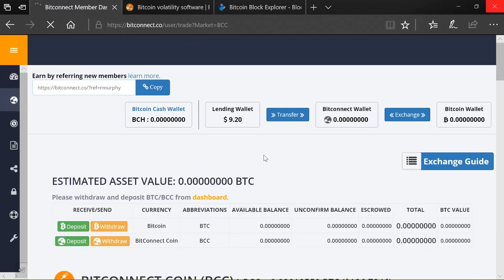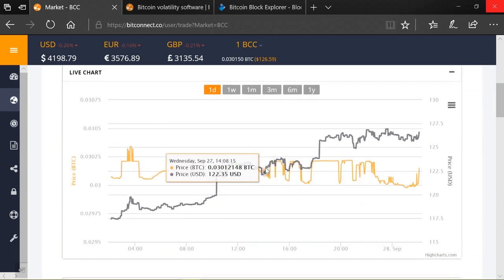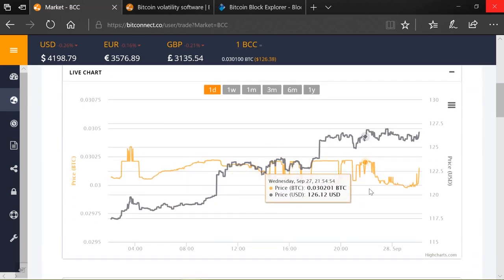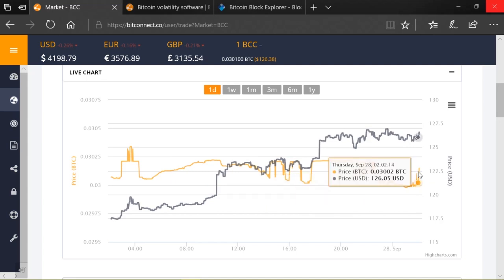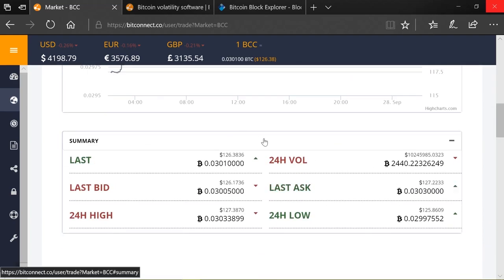So this area of the market here is where you can actually withdraw and deposit Bitconnect coins or Bitcoins, which are from your lending wallet or from your Bitconnect wallet. And here you can see the history, the live chart of the price of the Bitconnect coins in dollars and the price as a percentage on Bitcoin. So you can see how it's performing over time, and you can see where the ratios, where you're earning money just by keeping money in your wallet. You don't even need to do a reinvest every day. So that's your live chart, and then here is your trading area.